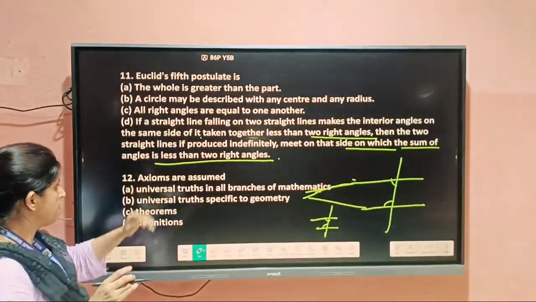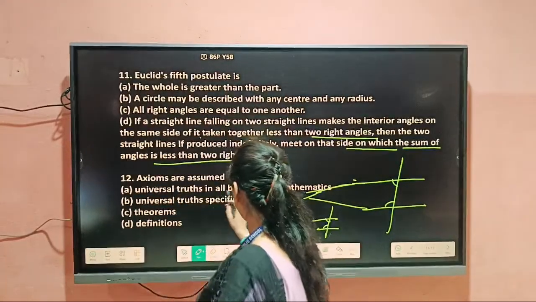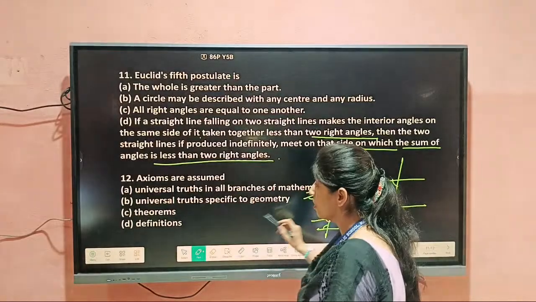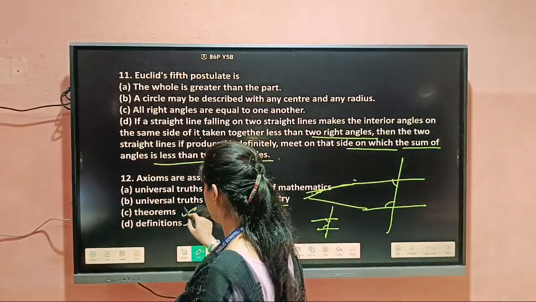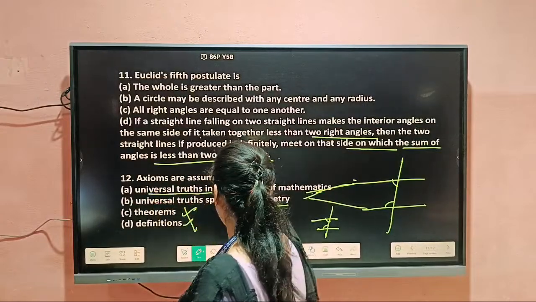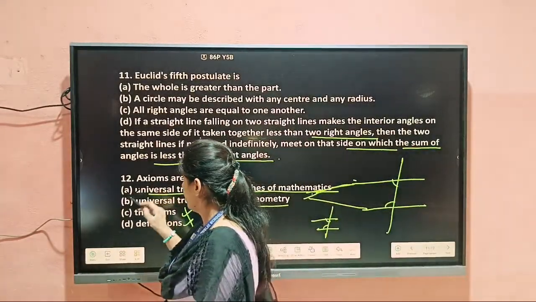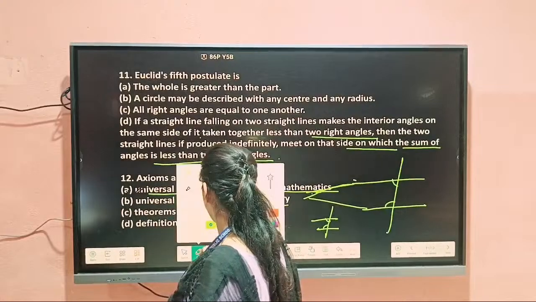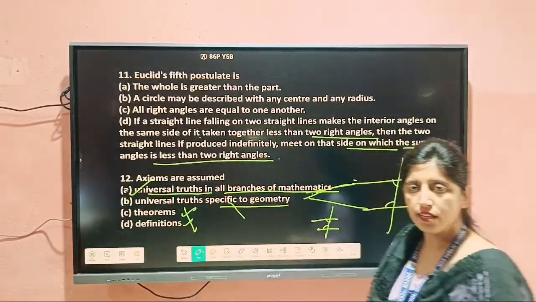Next, axioms are assumed universal truth in all branches of the mathematics. Universal truth, specific geometry, theorems or definitions. No, these are not true. So axioms are assumed universal truth in all the branches of the mathematics. We can assume this in each and every branch of the mathematics, right? So A option is correct.